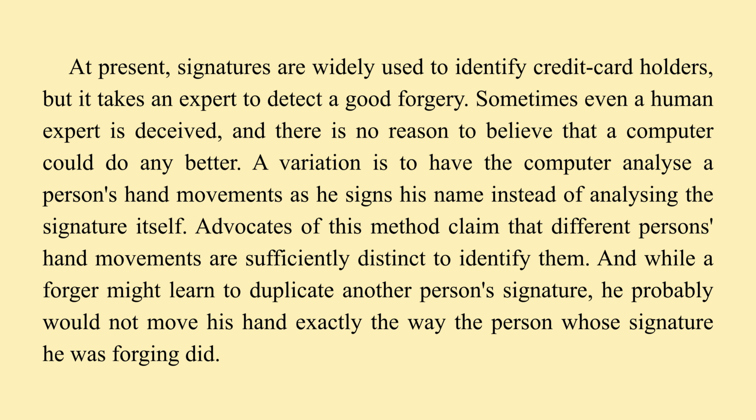At present, signatures are widely used to identify credit card holders, but it takes an expert to detect a good forgery. Sometimes even a human expert is deceived, and there is no reason to believe that a computer could do any better. A variation is to have the computer analyze a person's hand movements as he signs his name instead of analyzing the signature itself. Advocates of this method claim that different persons' hand movements are sufficiently distinct to identify them. And while a forger might learn to duplicate another person's signature, he probably would not move his hand exactly the way the person whose signature he was forging did.